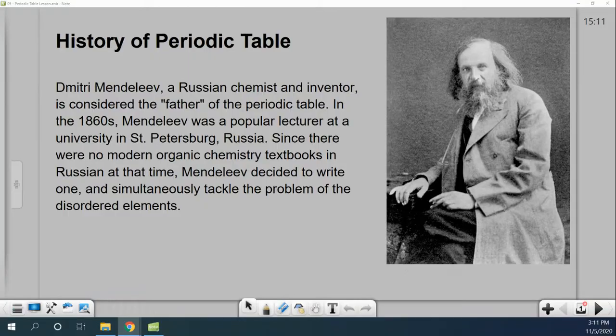We're going to start out with a little bit of history of the periodic table, just to lead you through where it came from, and then we're going to talk about some common trends and things you can find out just by looking at the periodic table, which is really cool. But let's go way back.